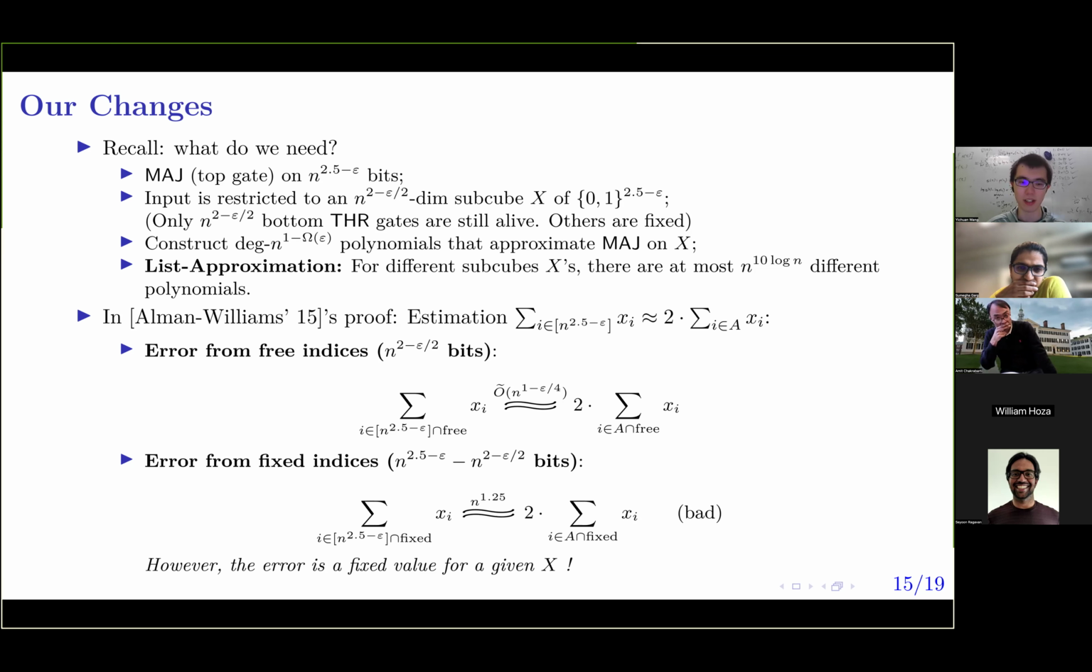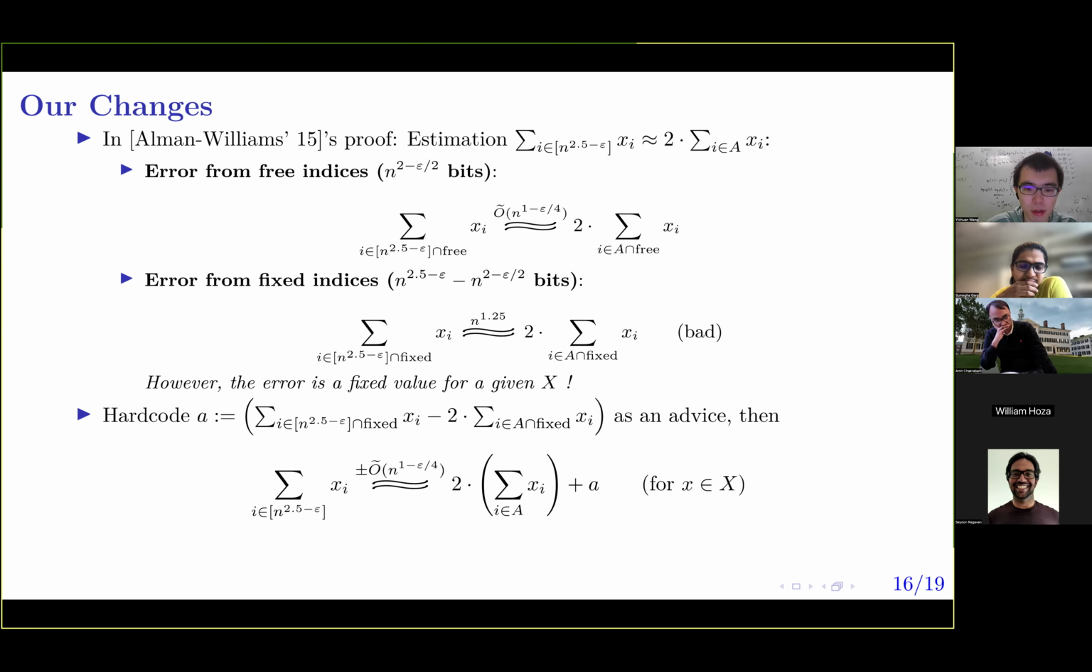You can actually see that the fixed bits are already fixed for a given subcube big X. So this fixed error is also a fixed value for a given subcube big X. Okay, so what we do is hard code this fixed error as advice to our construction of the polynomial. And then, when we estimate the total sum using the partial sum, we just manually shift by this fixed error. Let's call it small a.